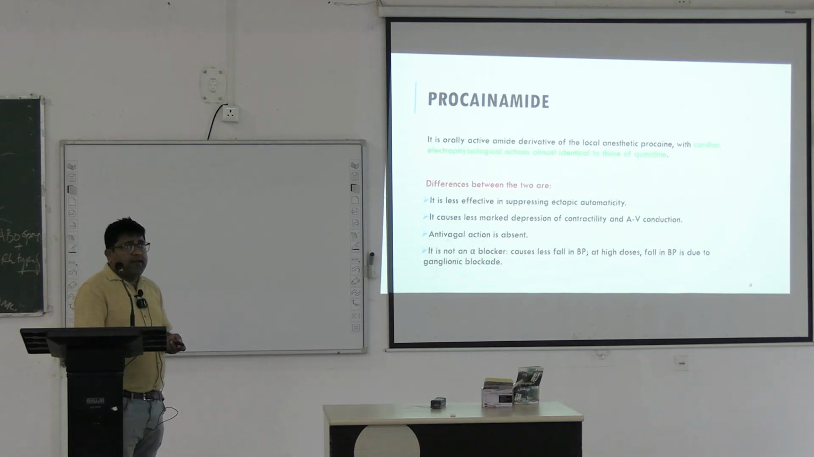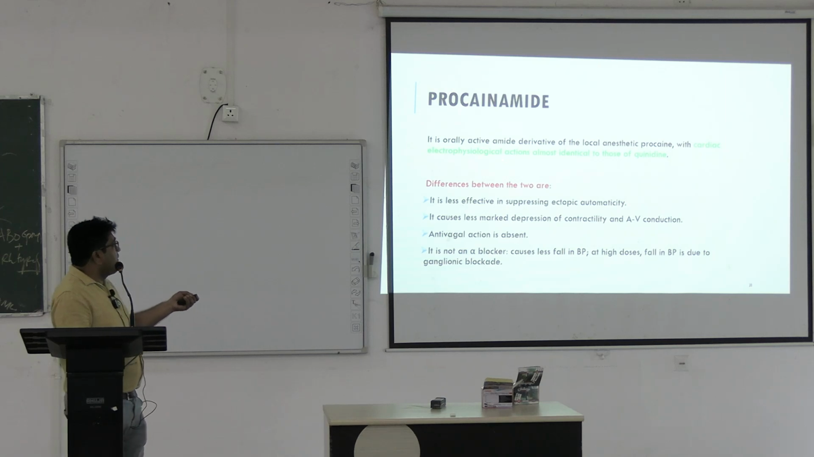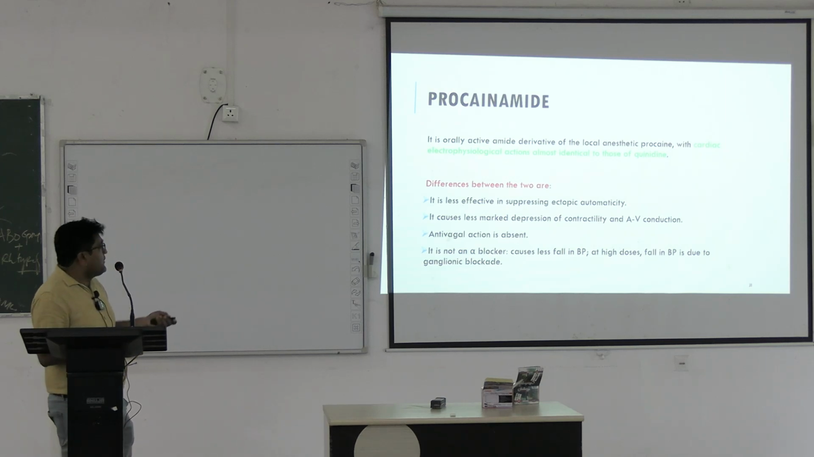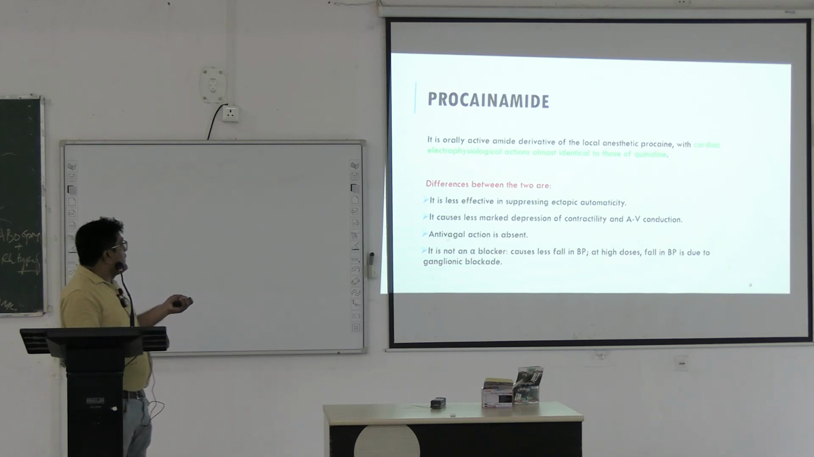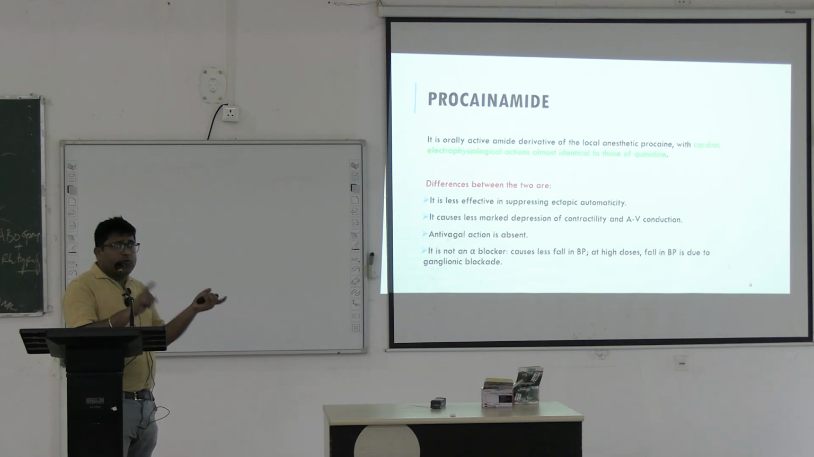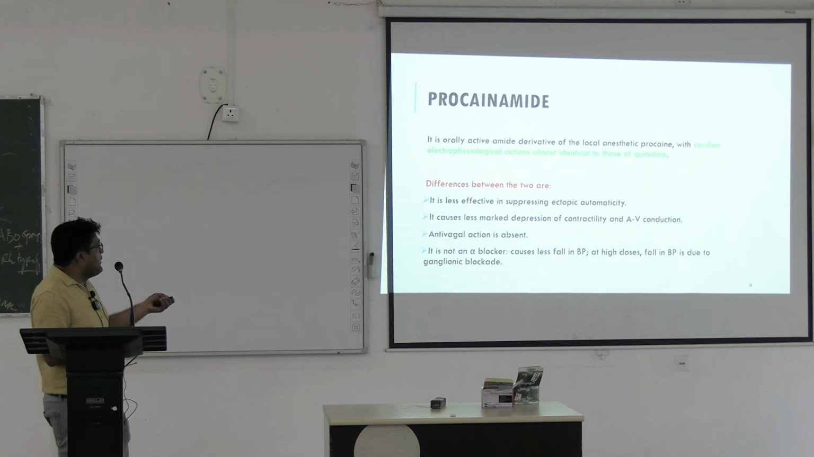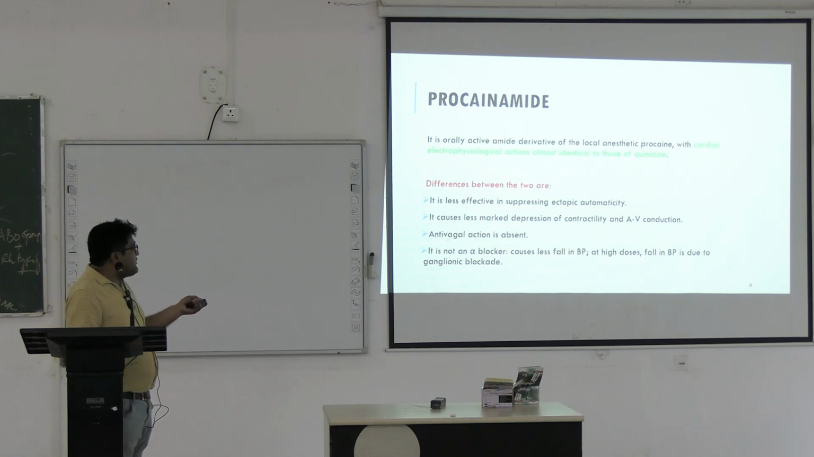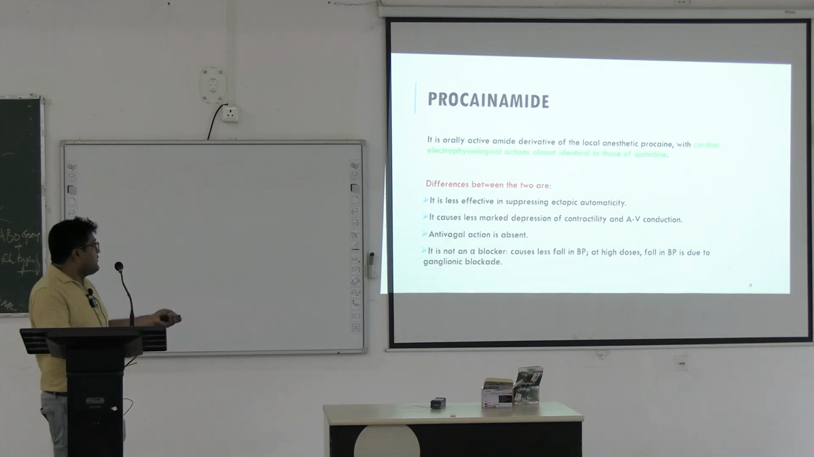Procainamide is basically a derivative of procaine, a local anesthetic. The difference between procainamide and quinidine is that the cardiac depression property is much less compared to quinidine. It is less effective in suppressing ectopic automaticity. Antivagal action is not there and it is not an alpha blocker.